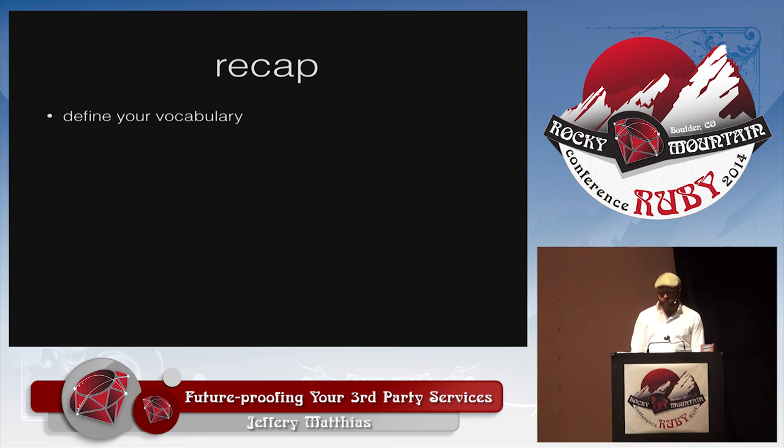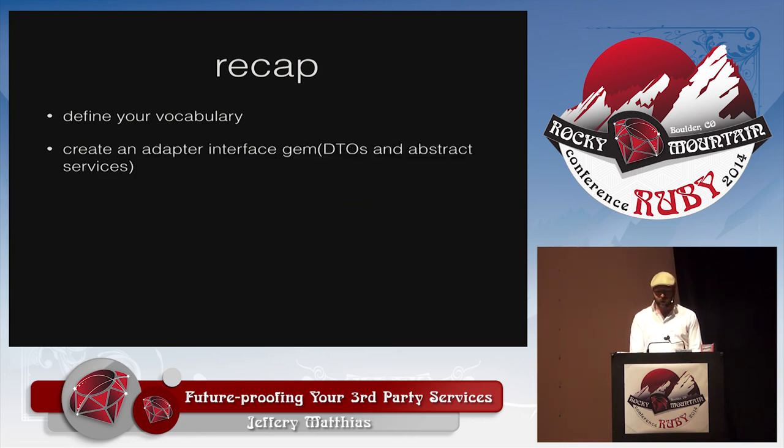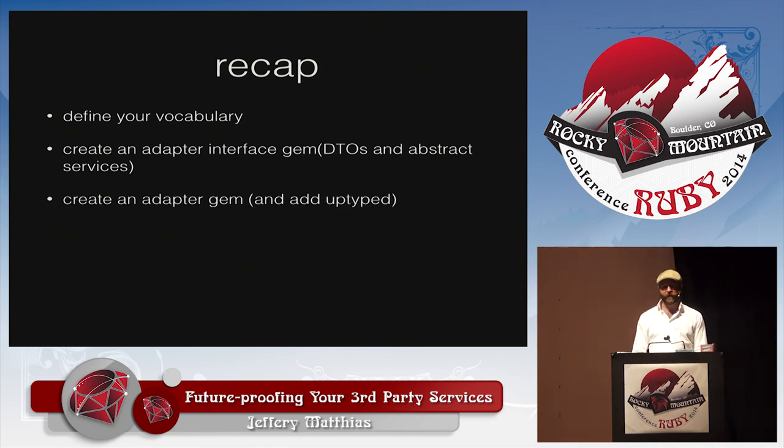And then spin up the adapter interface gem. And again, we have generators that we've built custom for what we're doing with these things. So that interface gem includes a DTO and the abstract services. Create your adapter gem and, you know, add up types because I want downloads.